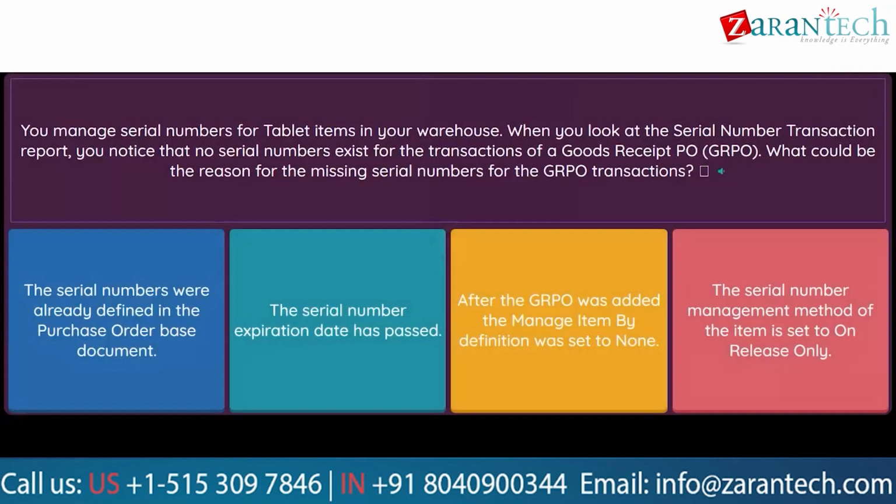Question: You manage serial numbers for tablet items in your warehouse. When you look at the serial number transaction report, you notice that no serial numbers exist for the transactions of a goods receipt PO, GRPO. What could be the reason for the missing serial numbers for the GRPO transactions? Option 1: The serial numbers were already defined in the purchase order-based document. Option 2: The serial number expiration date has passed. Option 3: After the GRPO was added, the manage item by definition was set to none. Option 4: The serial number management method of the item is set to on release only.